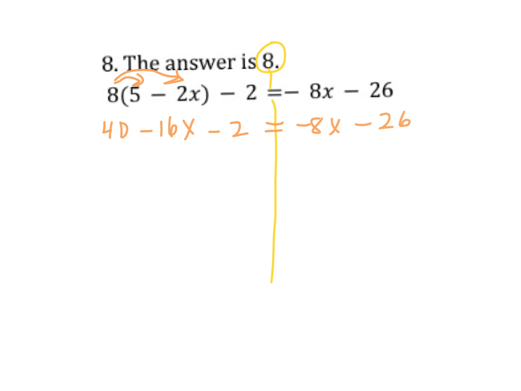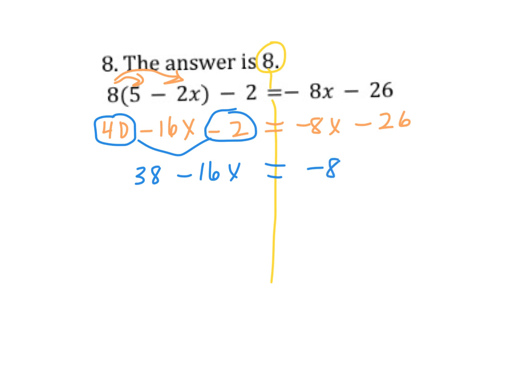Okay. Our next step is to combine any like terms that show up on the same side. So I see here we have a 40 minus 2. I can put those together or simplify that to be 38. And then I still have a minus 16x, a negative 8x, and a negative 26. Okay, simplifying a little by little.